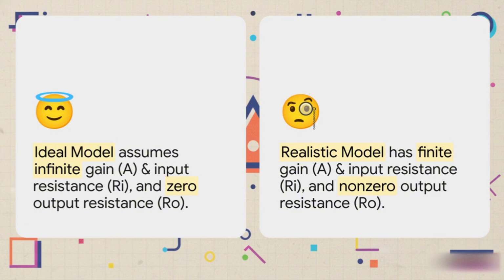Our ideal model assumes infinite gain, infinite input resistance, and zero output resistance. Just perfect numbers. A real-world op-amp gets really, really close. It's got incredibly high gain and input resistance and super low output resistance. But they aren't actually infinite or zero. The good news is, for most things you want to do, the ideal model works great as an approximation. But it's something engineers always have to keep in the back of their minds.